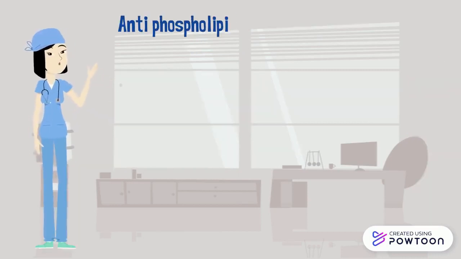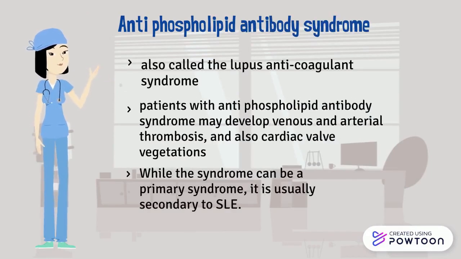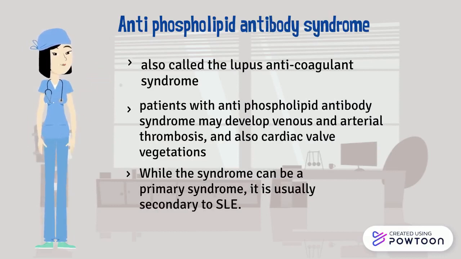Antiphospholipid antibody syndrome is also called the lupus anticoagulant syndrome. Patients with antiphospholipid antibody syndrome may develop venous and arterial thrombosis and also cardiac valve vegetations. While the syndrome can be primary, it is usually secondary to SLE.